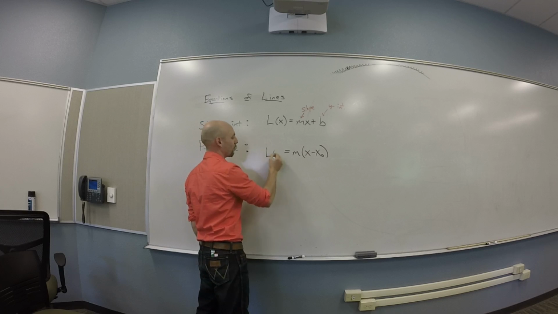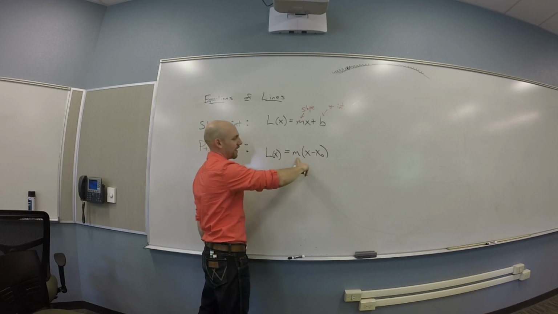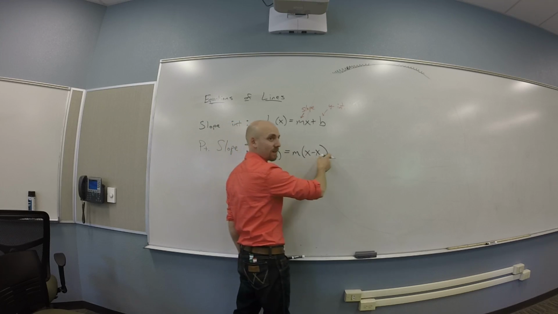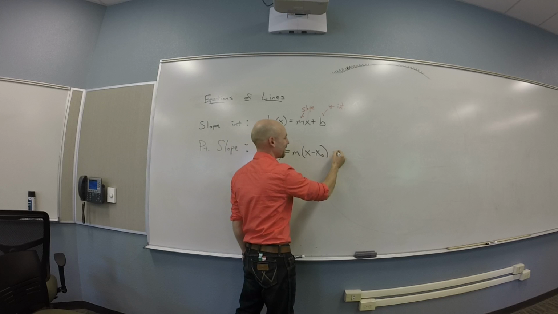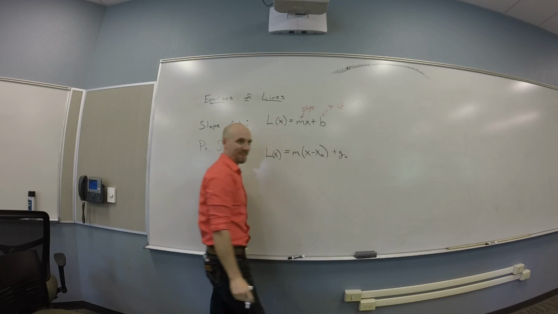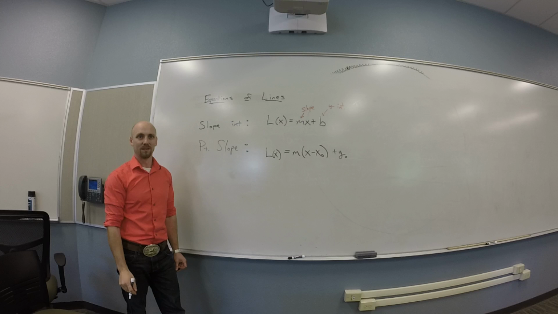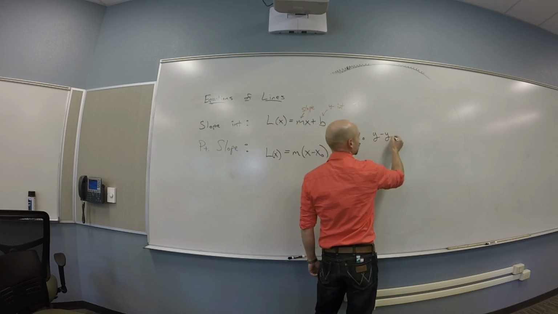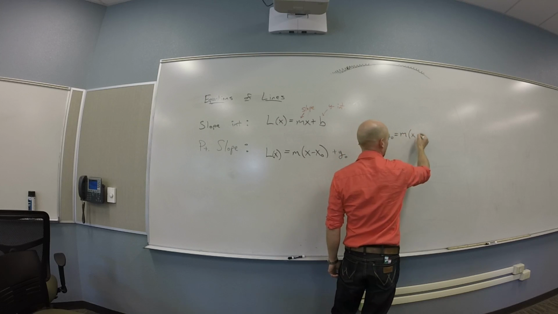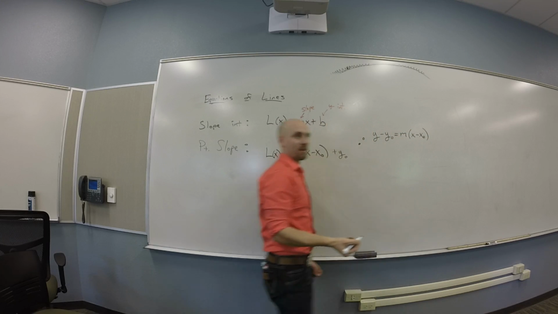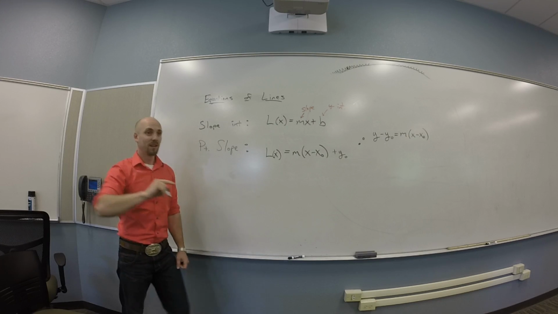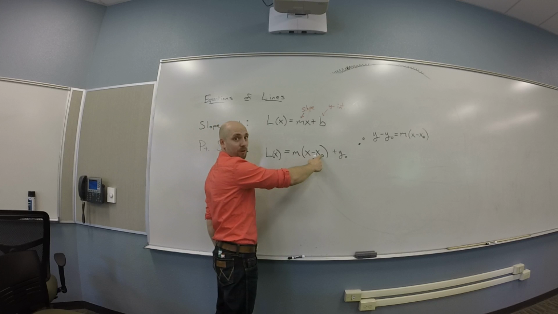Okay, so this is a different form where L of x is m times the quantity x minus x naught plus y naught. You guys maybe write this one sometimes as y minus y naught is m times x minus x naught. Does the b disappear in that one? Where's the b in this one? If you distribute this thing through and then combine the constant terms, you'll get that one.